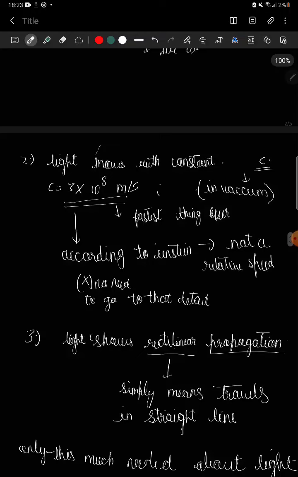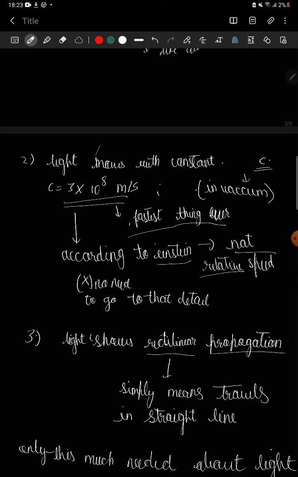Light moves with a constant speed, c, in vacuum, right? So c has a value of 3 into 10 to the power 8, but you can consider it 2.97, that is the actual value, but we consider 3. So 3 into 10 to the power 8 meters per second. It is the fastest thing ever. And according to Einstein, the speed of light is not relative. It's not relative to anything.